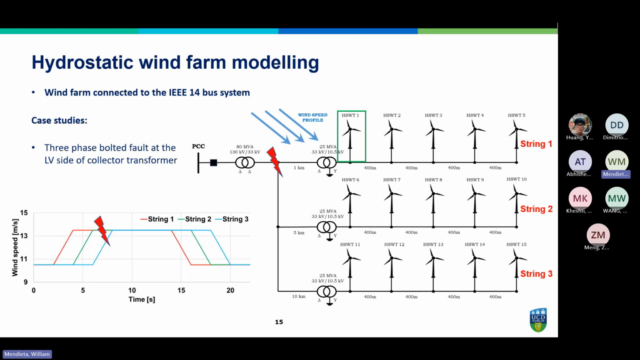So here, a three-phase bolted fault is applied at the low voltage side of the collector transformer after 6 seconds to evaluate the behavior of the hydrostatic wind turbines within the plant and the potential of the accumulators in mitigating oscillations.